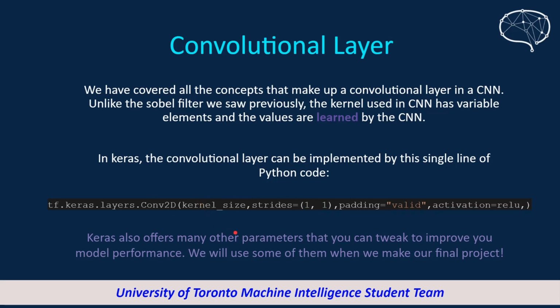Kernel size, strides, padding, and activation are a few of the parameters that you can use in this layer. Keras also offers many other parameters that you can tweak to improve your model performance, and we are going to use some of them when we make a final project.